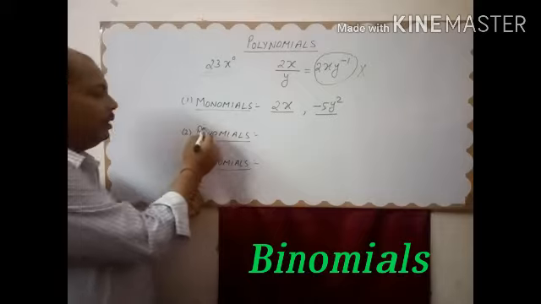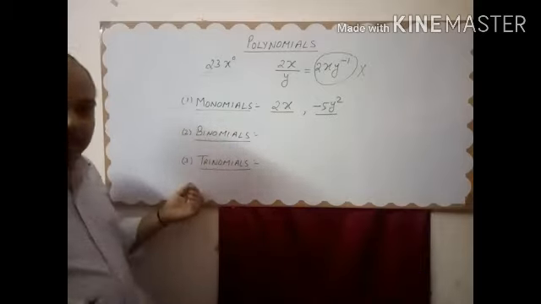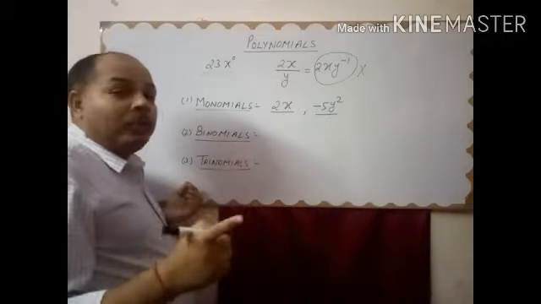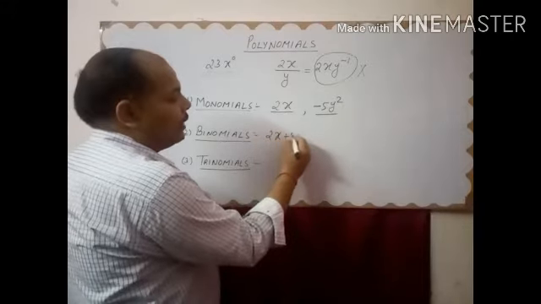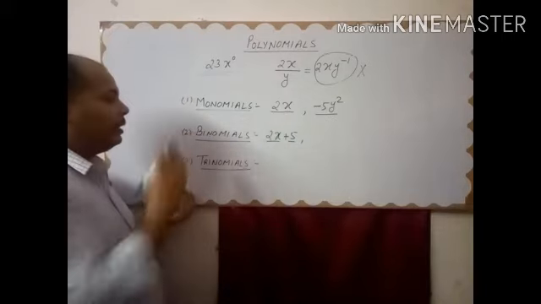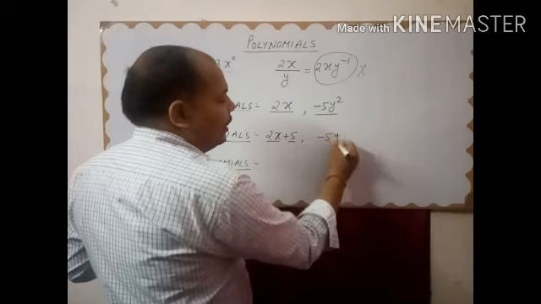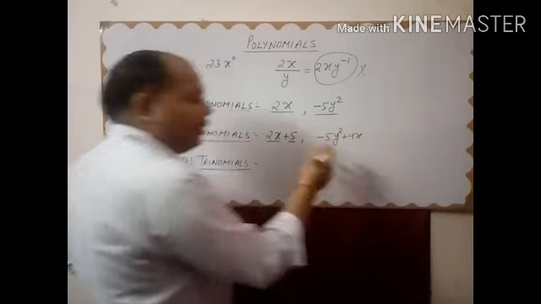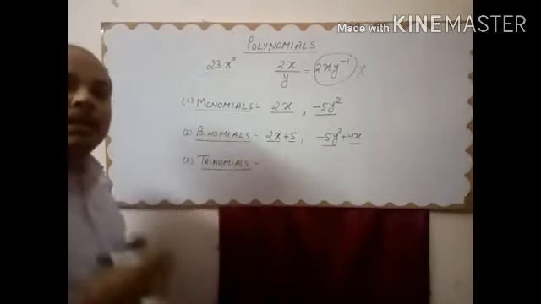Binomial, the term bi is there. Bi means two, like bicycle. Okay, so bi means two. Whenever a polynomial contains two terms, like 2x plus 5, here two terms are there, so it is a binomial. Suppose we have 5y square plus 4x. Here we also have two terms, 1 and 2, so it is also a binomial.